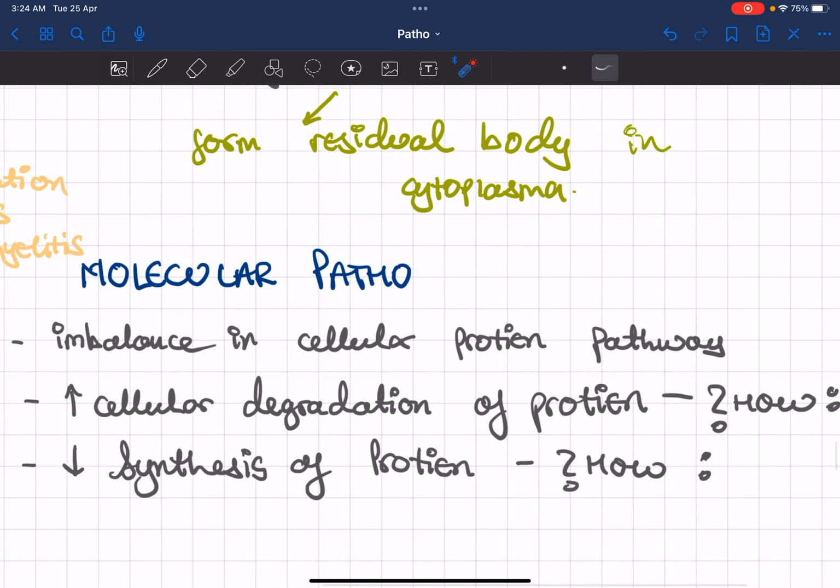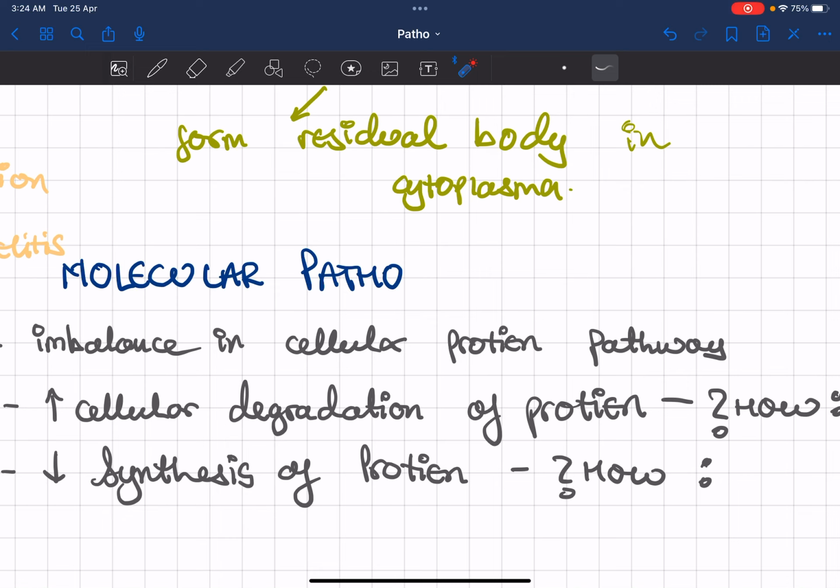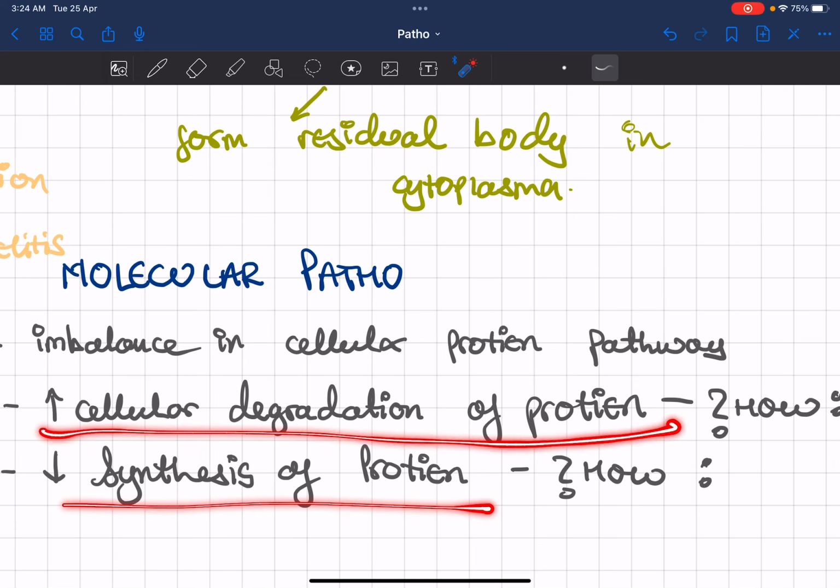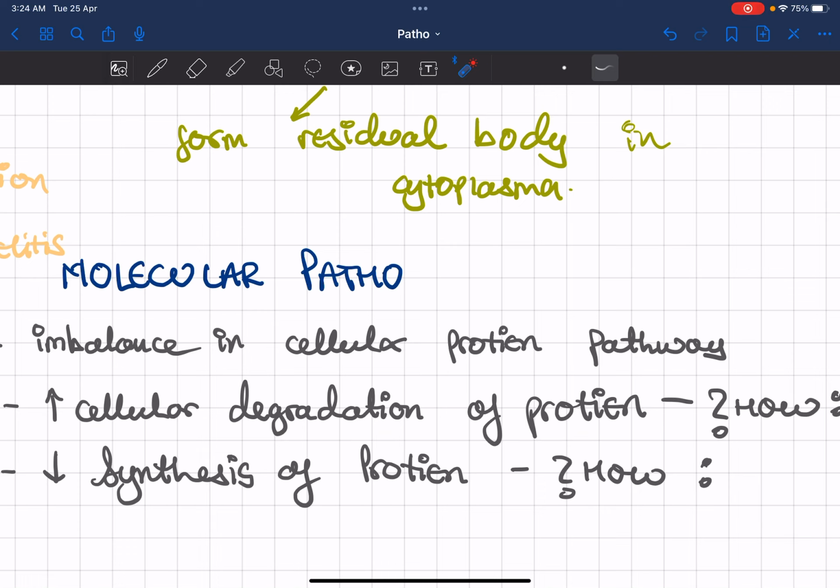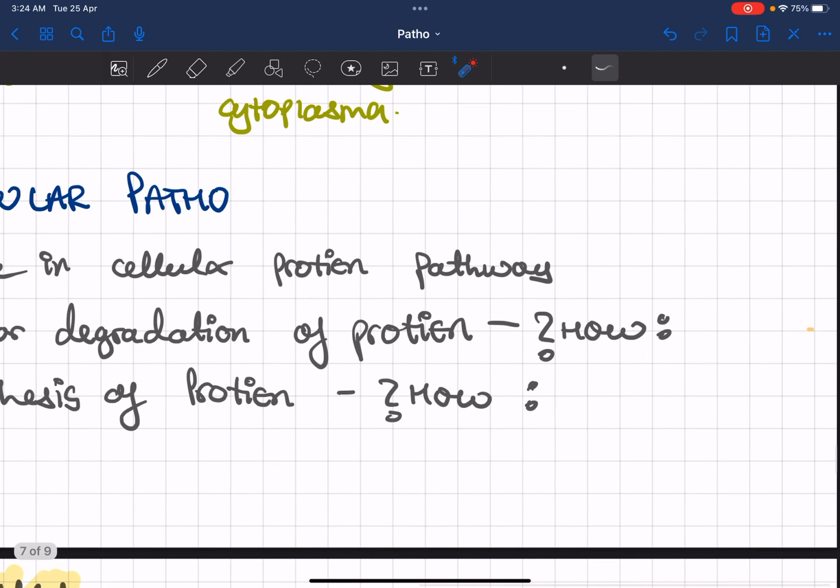Now let's move on to molecular pathology. What would happen after the organ has undergone atrophy? There would be an imbalance in the cellular protein pathway. Why would there be an imbalance? Because there would be decreased synthesis of protein and increased cellular degradation of protein. That means this protein would not be made as fast, and if made, it would be degraded as soon as possible. But how do these things happen?